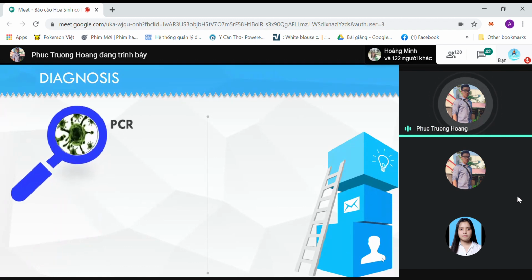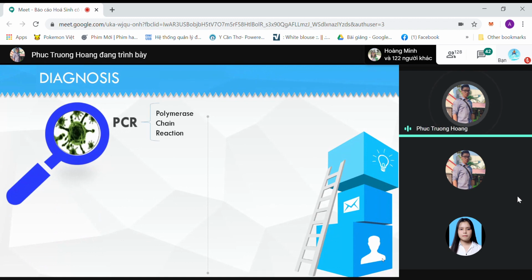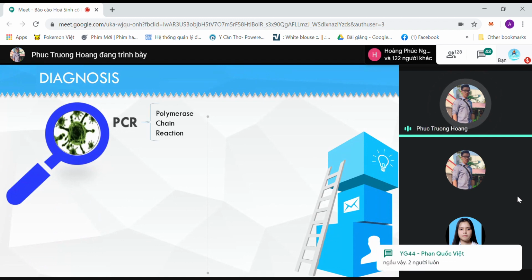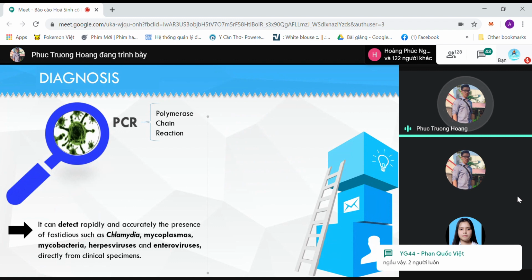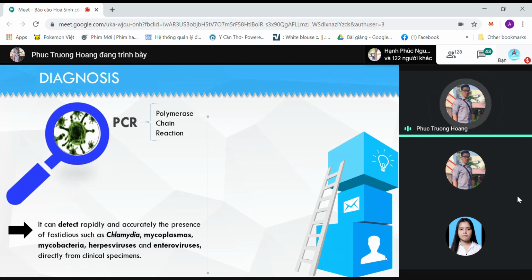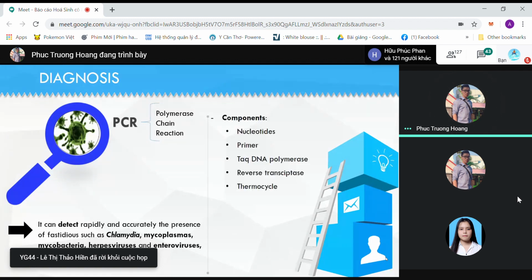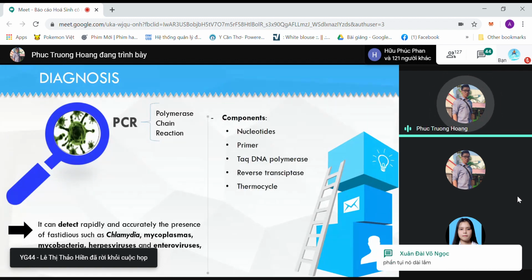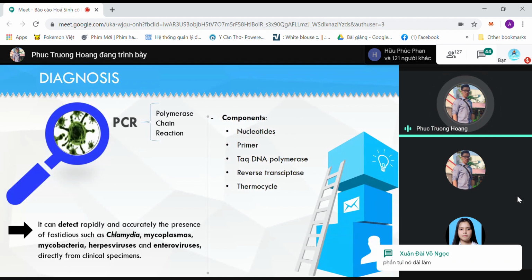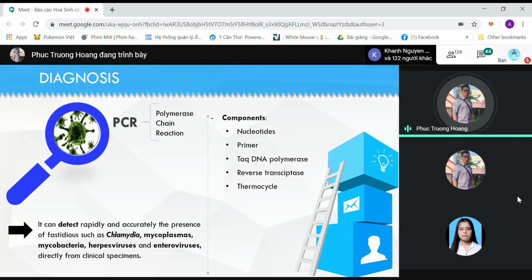First, PCR. PCR stands for polymerase chain reaction. It can rapidly and accurately detect the presence of bacteria and viruses such as chlamydia, mycoplasma, mycobacteria, herpesvirus, and enterovirus directly from clinical specimens. Its components are nucleotides, primers, Taq DNA polymerase, reverse transcriptase, and a thermocycler procedure.